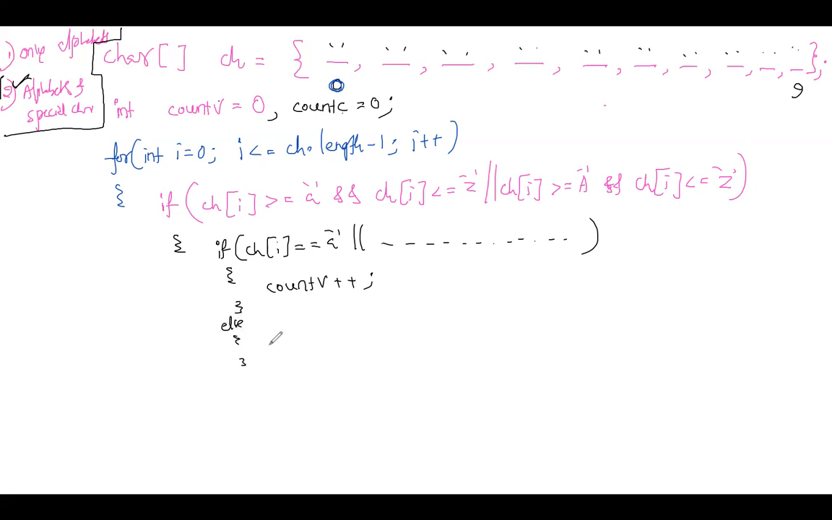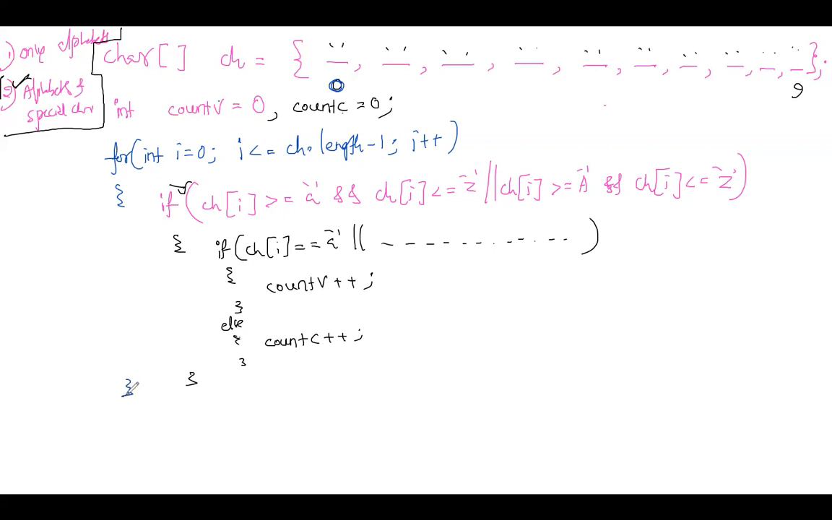Then the else part. Is it definitely a consonant or not? We are making sure that here it is an alphabet. Then here, vowel. If not a vowel, it is a consonant only. No need to write any logic. So you can write countC plus plus. That is the end of my else, then the end of the outer if, and the end of the for loop.